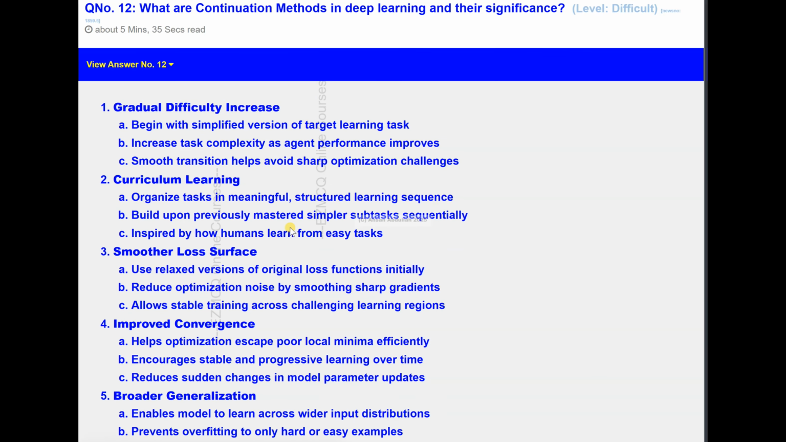So what are continuation methods? Continuation methods help reinforcement learning agents train more effectively. How? By starting with easier tasks or loss functions and gradually increasing the difficulty. For example, if you are weight training, you start not with the heavier weights but the lighter weights, build the muscles, and then, of course, move toward heavier weights. This is the analogy. These techniques include curriculum learning, loss smoothing, and staged task difficulty.